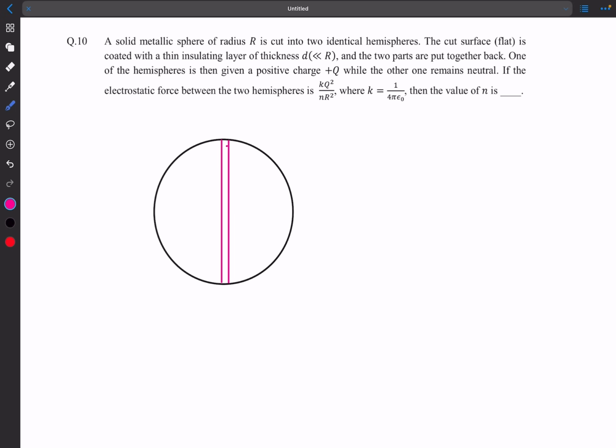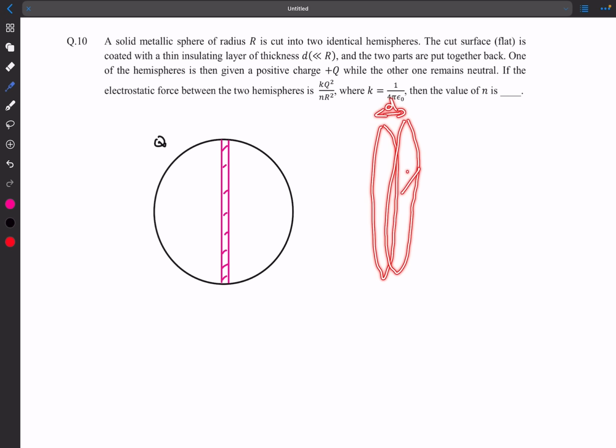So let's say this is the insulating layer, okay, and these two are the half hemispheres. Now one of them, let's say the left plate, is given a total charge of q, and the right half is still neutral. So firstly, this middle section over here of the insulating layer, we can consider it as a parallel plate capacitor, because the two circular surfaces are very close to each other in comparison to the radii of the sphere. So this is basically a parallel plate capacitor.